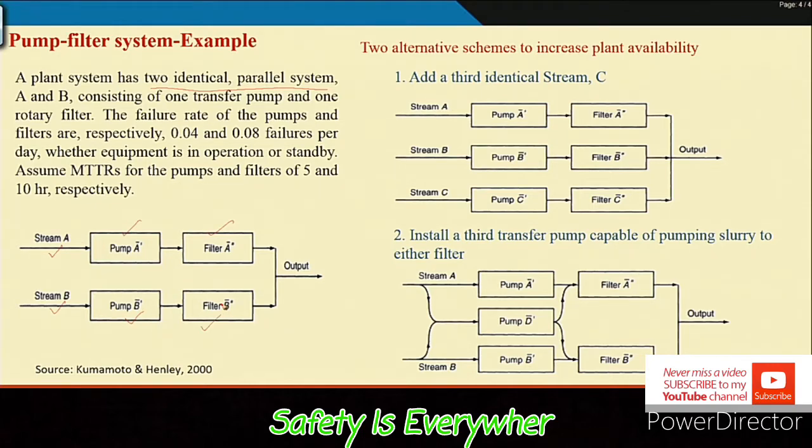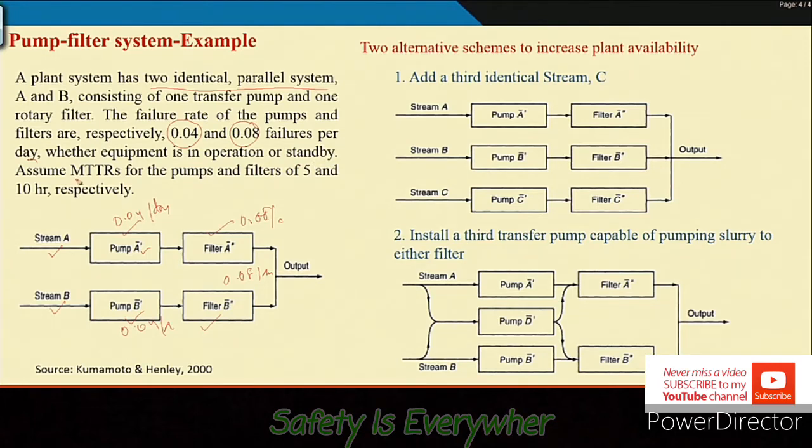Okay. Now the failure rate of the pumps, both pump A and pump B, is 0.04 and both the filters are 0.08 per day. The failure rate here is 0.04 per day and this is also 0.04 per day, here 0.08 per day and 0.08 per day. Okay.